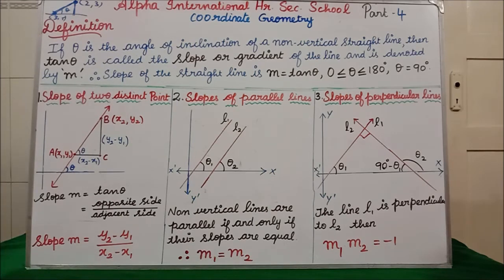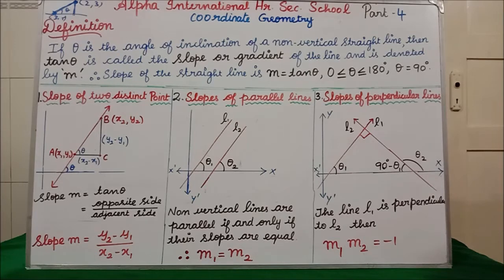Clear? The last formula is the slopes of perpendicular lines. If you see this diagram, the lines L1 and L2 are perpendicular, isn't it? So if line L1 is perpendicular to L2, then m1 into m2 is equal to -1. Clear? Both are formulas. If the lines are parallel, m1 equals m2. If they are perpendicular, m1 into m2 equals -1. When we solve problems, you will be very clear.